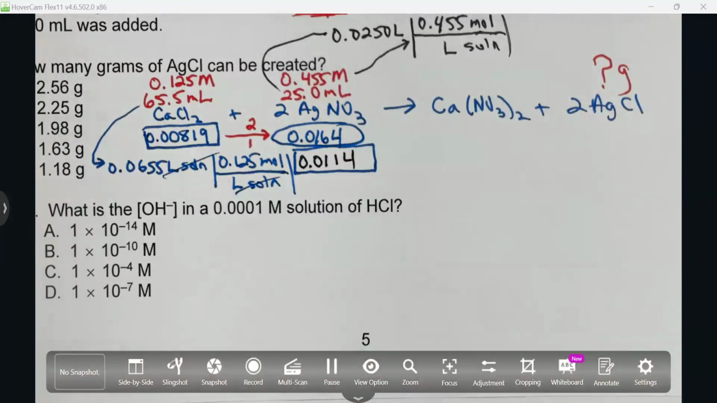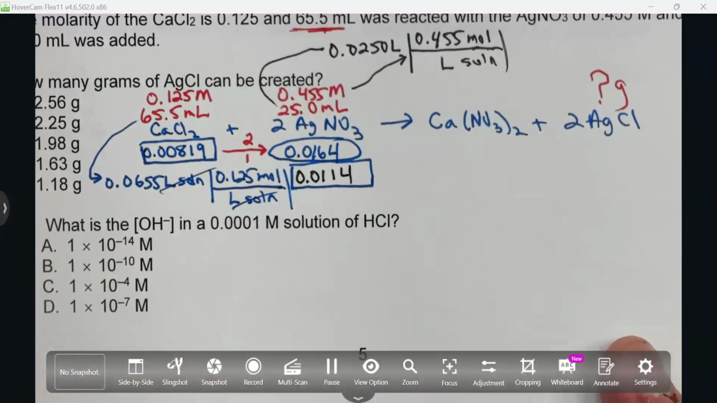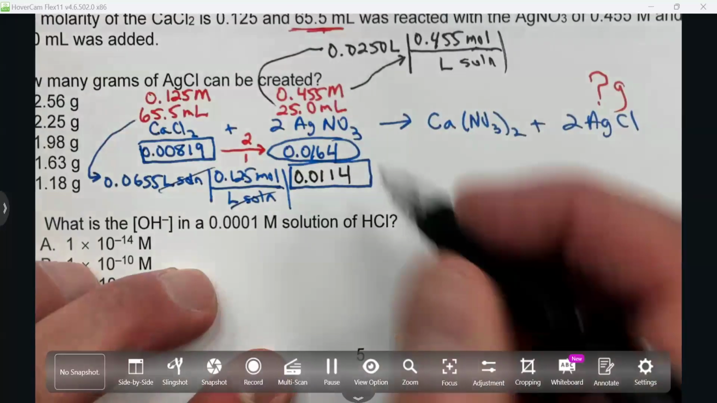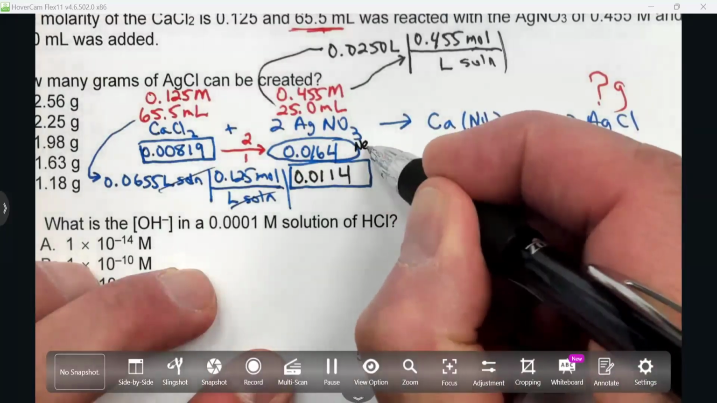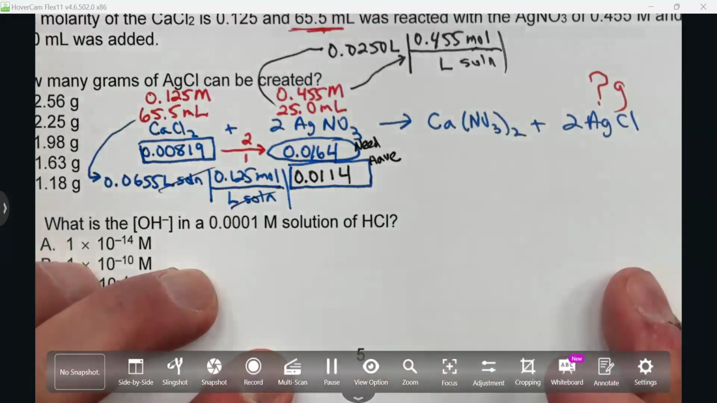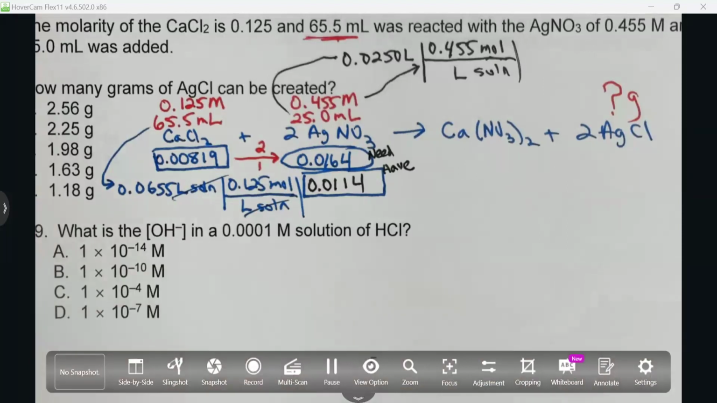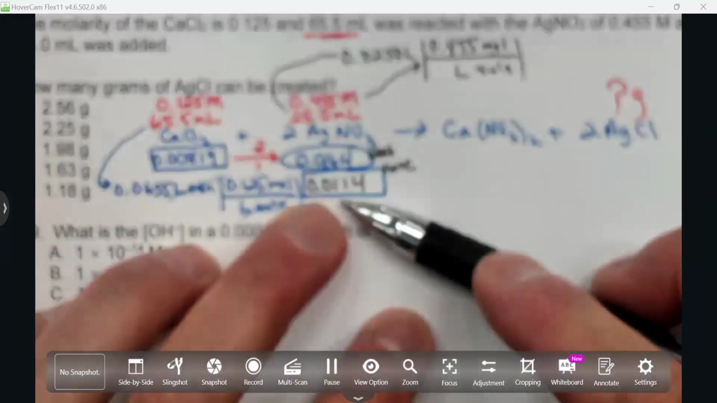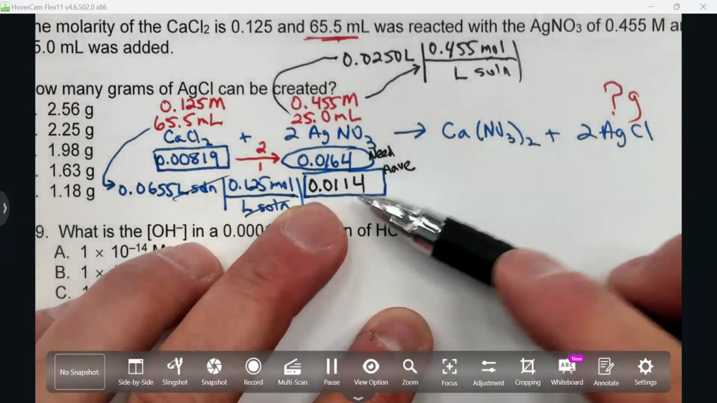0.0114 moles. This is what I need. This is what I have. Do we have enough or too much? Do we have enough? No, right? We do not have enough.